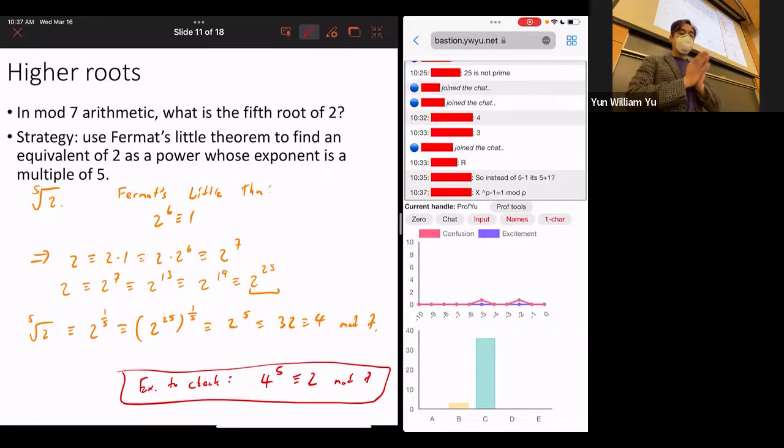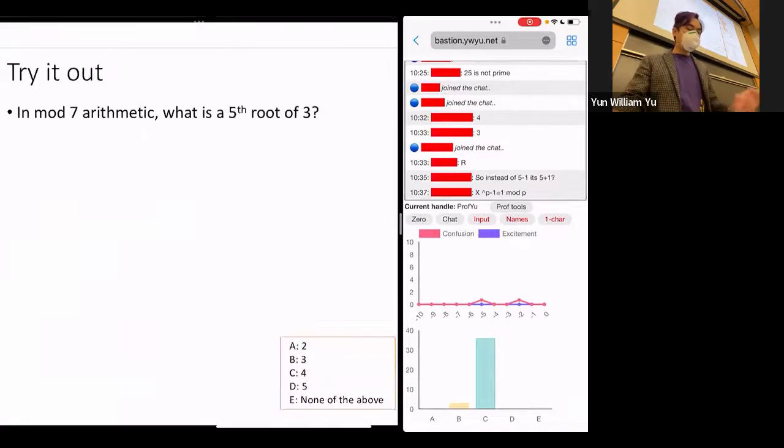Yes, x to the p minus 1 is equivalent to 1 mod p. That is Fermat's little theorem. Yep. It's a very important theorem for this class, and in general, not just for this class, in number theory in general. Okay, let's have you all try it out. So in mod 7 arithmetic, what is a fifth root of 3?